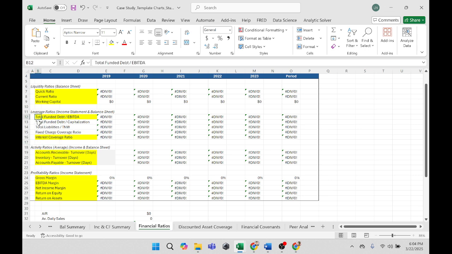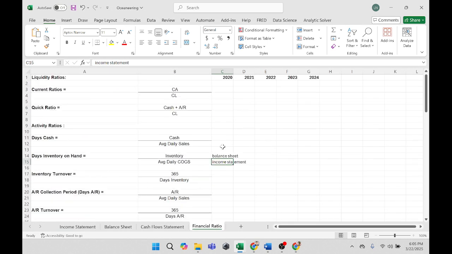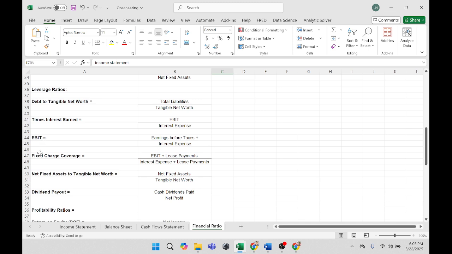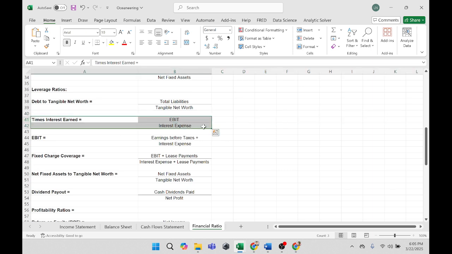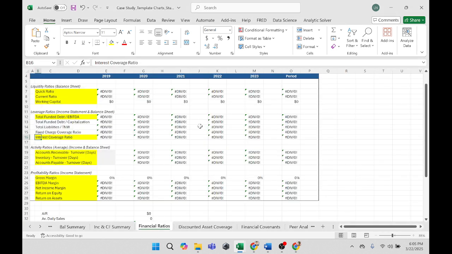So what is the formula for it? Total funded debt divided by EBITDA. That is straightforward. You just find the debt in the balance sheet and then divide by EBITDA in the income statement. For interest coverage ratios, the equation is going to be, let me double check, EBIT divided by interest expense. So don't worry, I'm going to show you a few things.